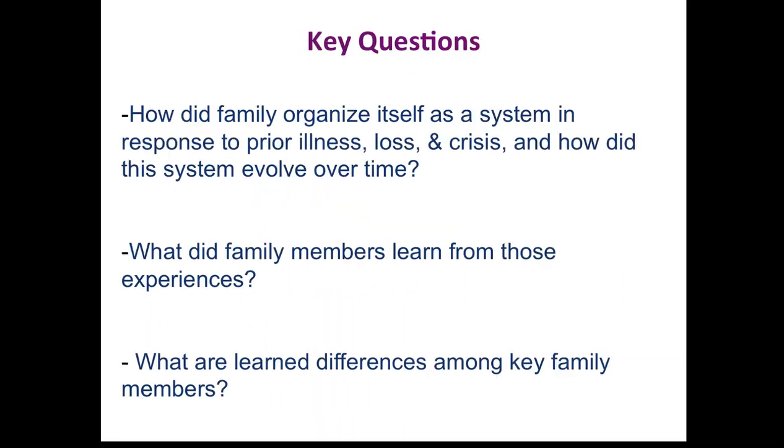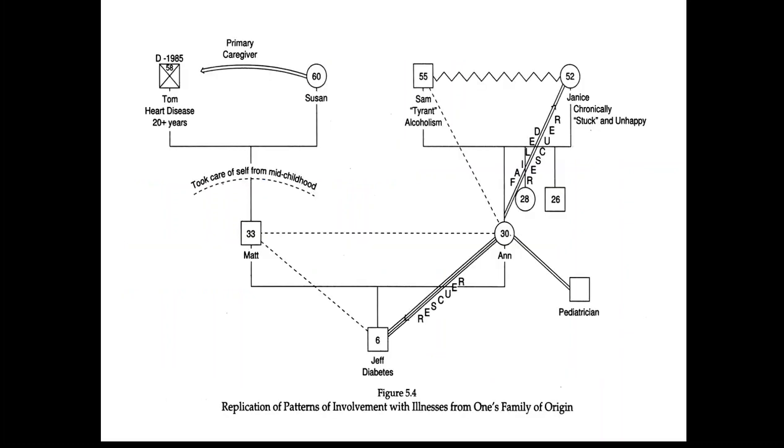Okay. So in terms of the past, these are some of the questions I will ask. How did the family organize itself as a system in response to prior illnesses? What did family members learn from those experiences? And what are the learned differences among key family members? This is particularly relevant for parents. Sometimes they have had very different experiences, and based on that, they will want to take a very different approach to a chronic disease that emerges in their family. Okay. So this is just one quick example of how that can occur.